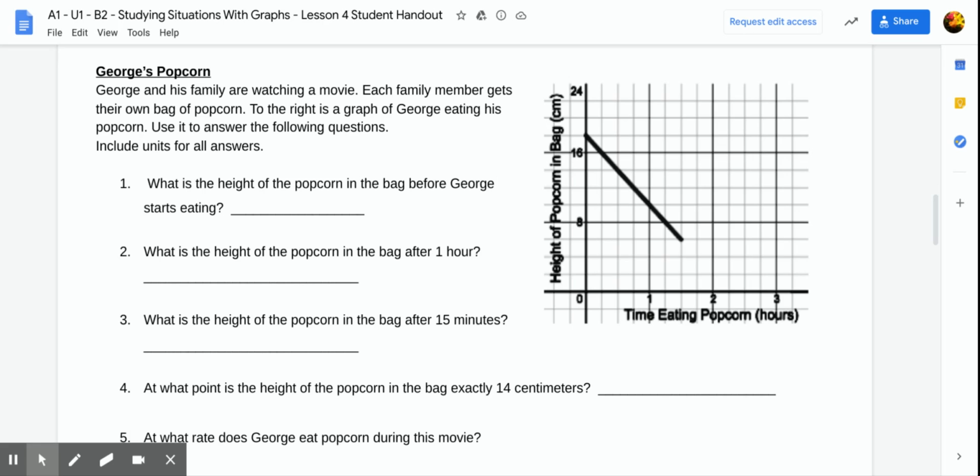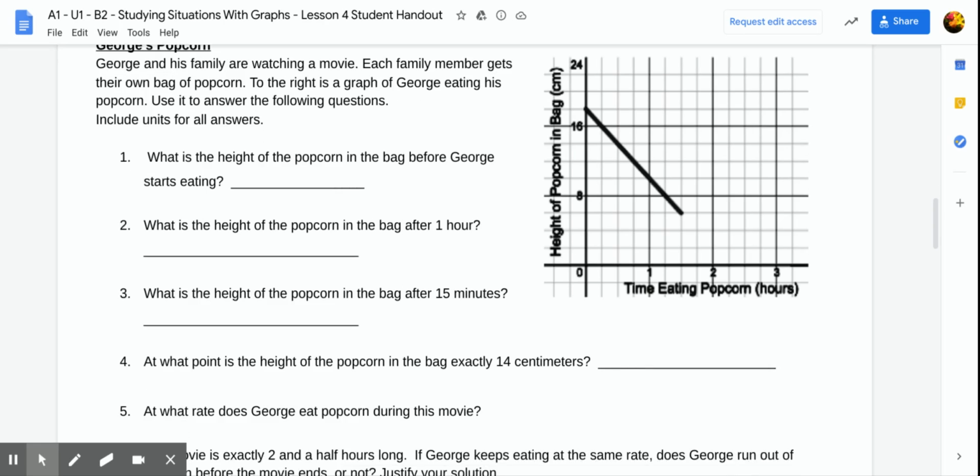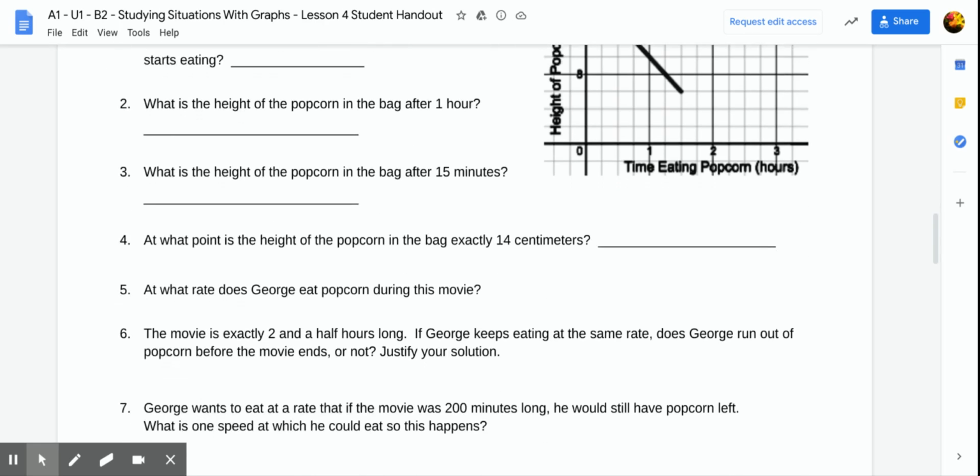Number 3, what is the height of the popcorn in the bag after 15 minutes? Number 4, at what point is the height of the popcorn in the bag exactly 14 centimeters? Number 5, at what rate does George eat popcorn during his movie? Number 6, the movie is exactly 2.5 hours long. If George keeps eating at the same rate, does George run out of popcorn before the movie ends or not?